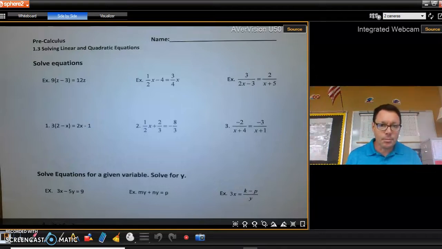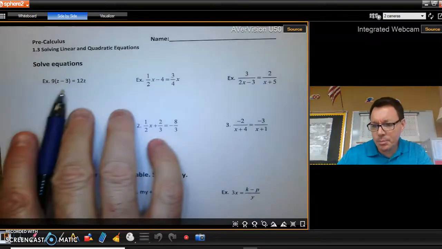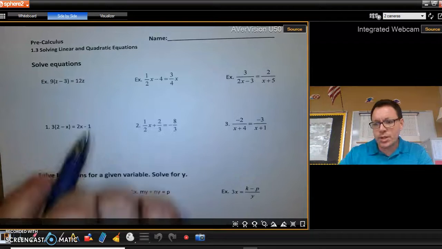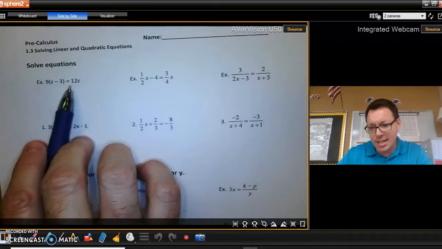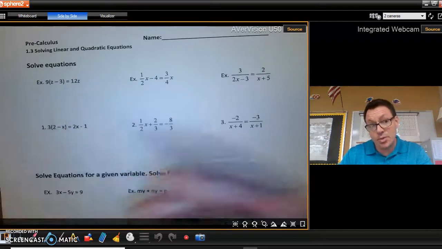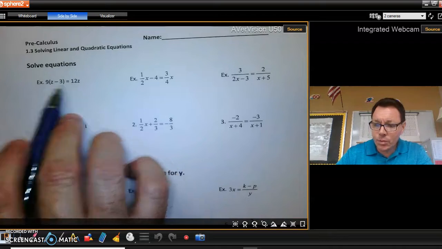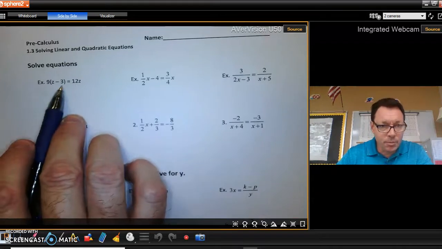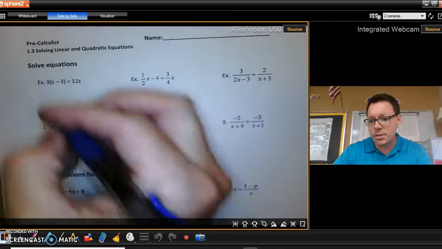Get a little warm-up problem. I am going to focus on some problems that I see common issues with students having. So let's just jump into this. The first example, we're trying to solve this equation for z. Obviously, there's a couple z's in the problem. But the first thing you're going to want to do is use the distributive property. We want to kind of open up these parentheses.